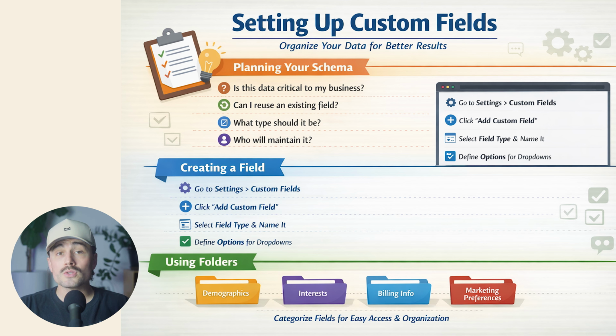Creating a field. To create a custom field in GoHighLevel, just go to Settings and Custom Fields. Click Add Custom Field and choose the object, for example, a contact. Select the field type and then give it a descriptive name. Optionally assign it to a folder for better organization. For dropdowns or multi-select fields, define the list of options carefully. Keep names clear and avoid abbreviations that others might not understand.